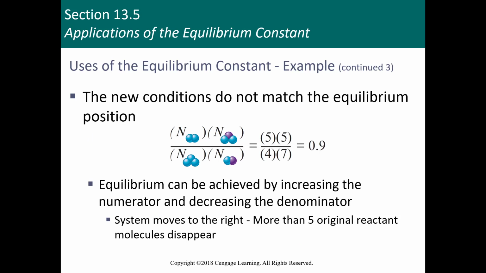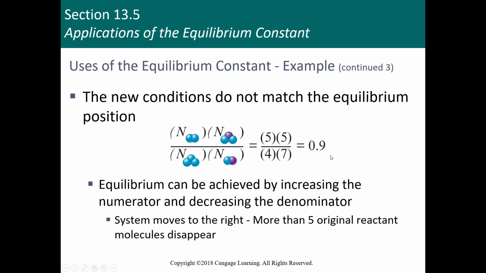Now, the new conditions, when we go ahead and use those numbers to calculate our new position, we take 5 times 5, the products, divided by 4 times 7, the remaining reactants. We find out that we get a value. This is actually called a Q, which I'll introduce to you later. But we get a Q, trying numbers when we don't know if they're equilibrium constants or not. That is not the equilibrium constant, is it? And so what this tells you is this is not at equilibrium.